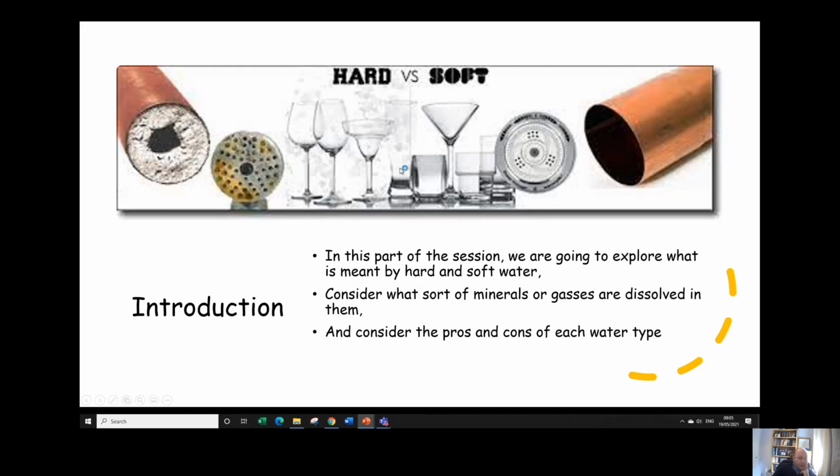So, like we've just covered in our objectives, we're going to explore what's meant by hard and soft water in this part of the session. We're going to consider what sort of minerals or gases might be dissolved in the water to make it hard or soft, and to consider the pros and cons of each water type.